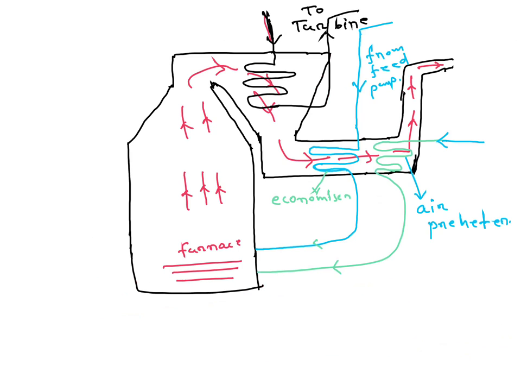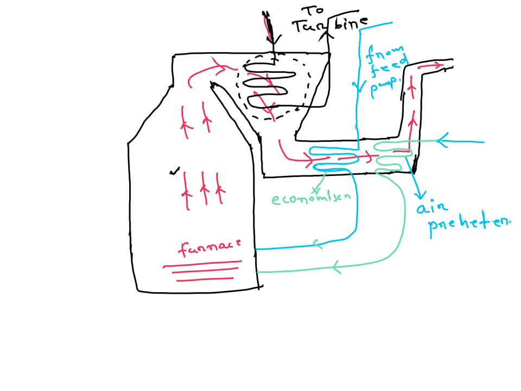Here, this is the schematic diagram for a clear view. These red color arrows show the flue gas direction. From the furnace, it will go to the top, then to the superheater area. This area is the superheater area. Superheater coils are black color. And the outlet is to the turbine. Steam is going inside the tube to the turbine. Then the flue gas will go to the economizer coil area. From the feed pump, the water is coming to the economizer, gets heated, and comes to the furnace.